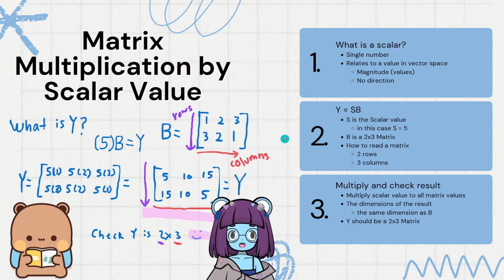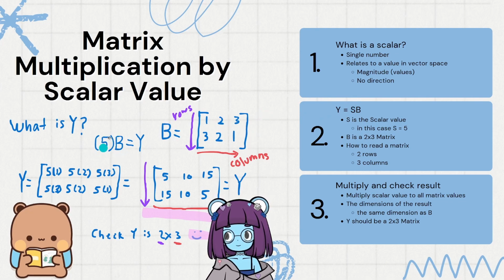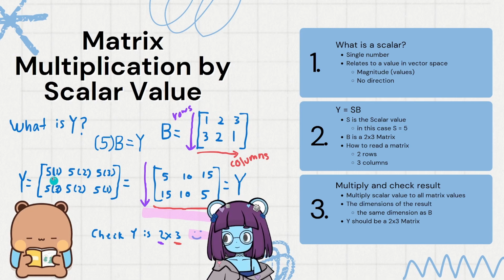To calculate y, which is the product of the two, multiply the scalar value to all matrix values. So multiply 5 to all the values in B. So we have this matrix showing that. So we have 5 times 1, 5 times 2, 5 times 3, and then same for the bottom, but the other way around. And this is our result.